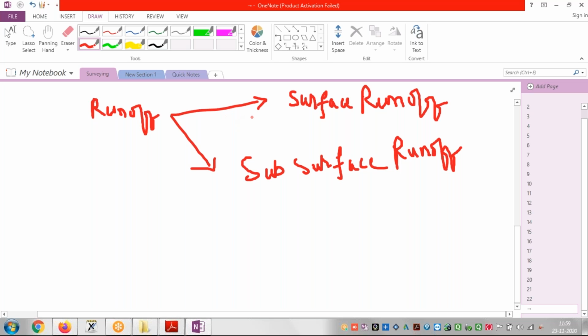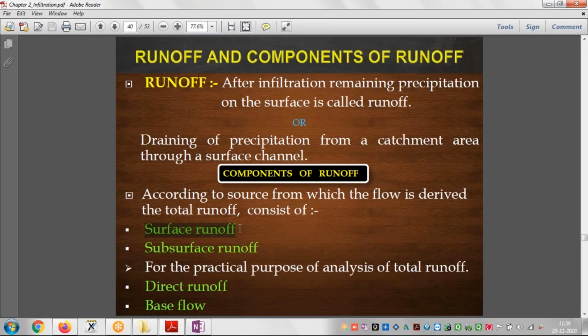So this is divided into two categories, surface runoff and subsurface runoff. As you can see here, there are the two categories, surface runoff and subsurface runoff, right? Now, we will try to understand what this surface and subsurface runoff is.